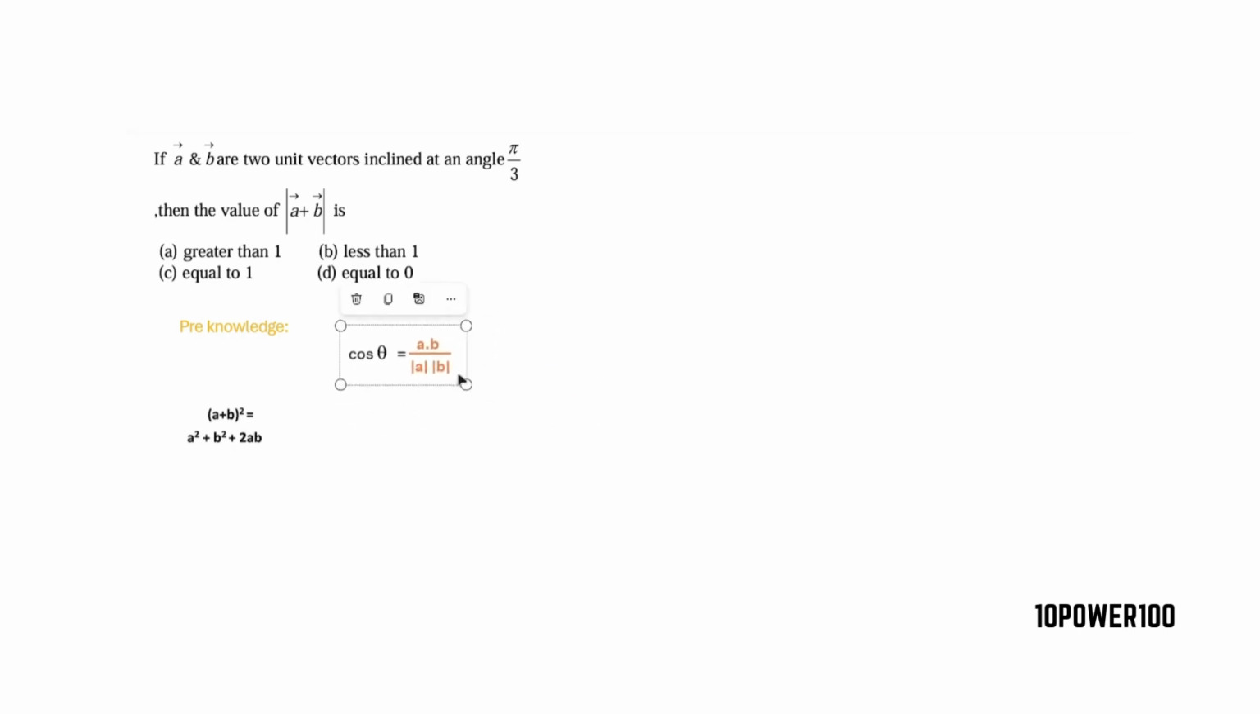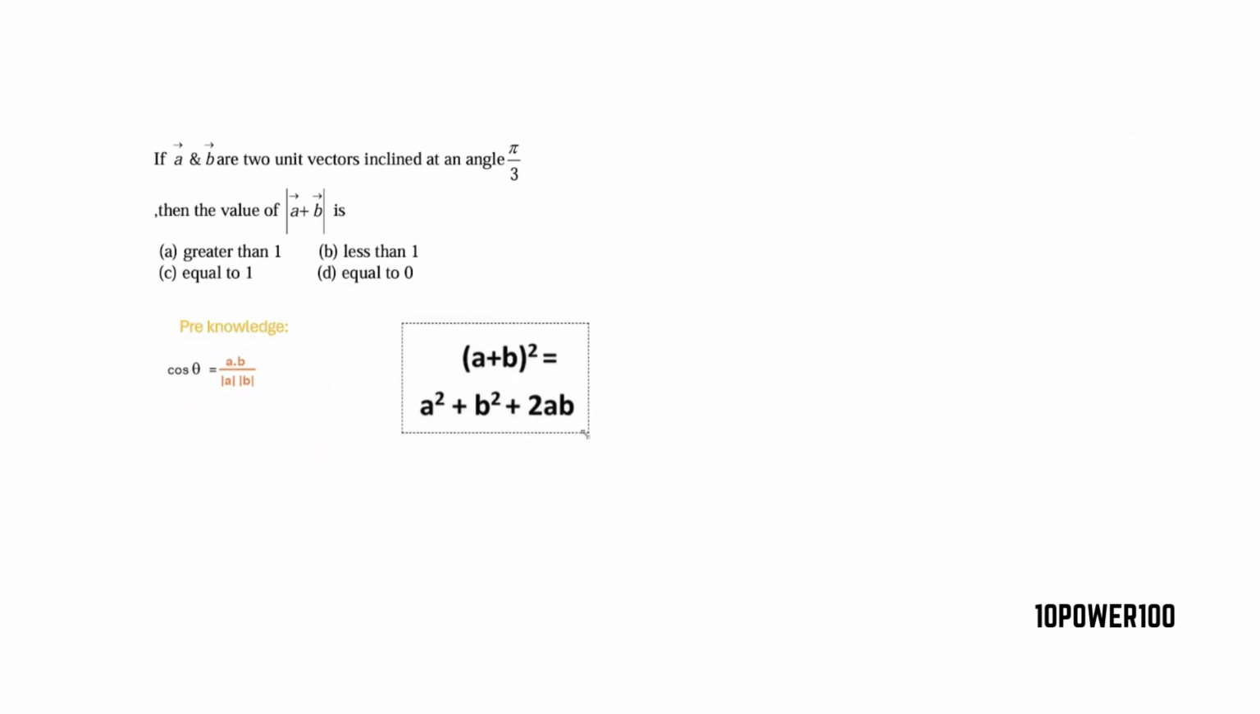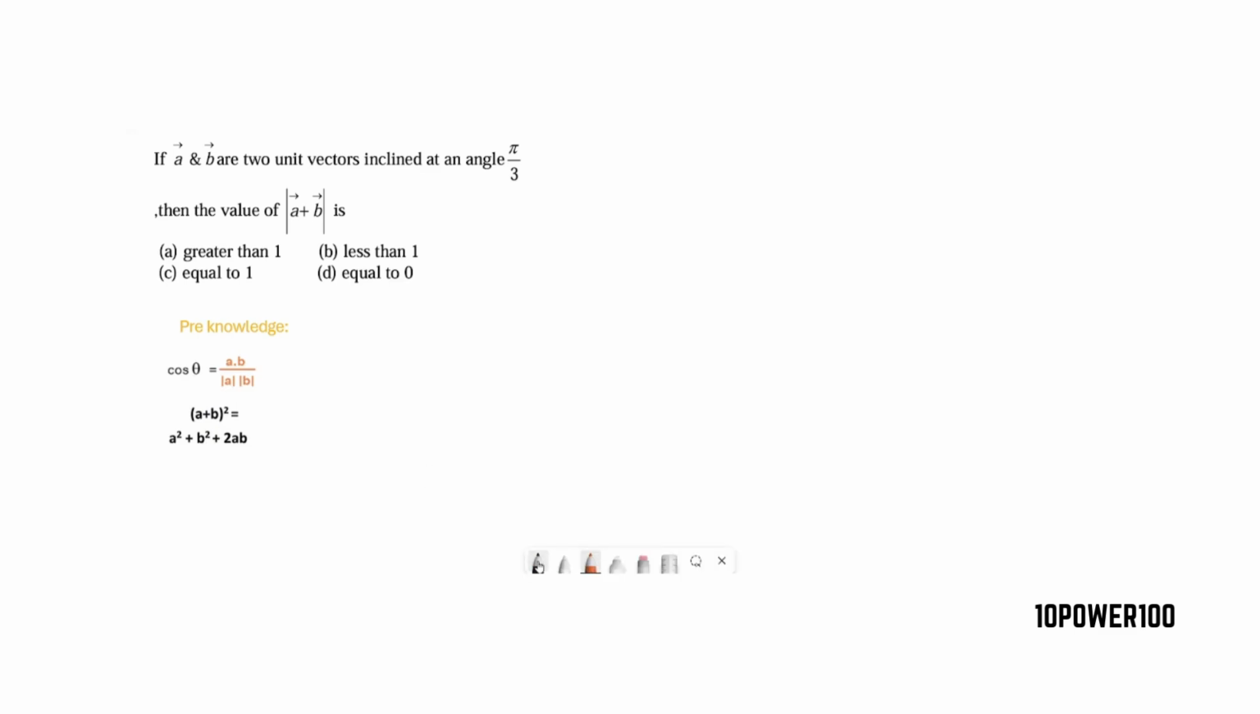So this is the first formula that is required for this. Next one is the formula for A plus B the whole square. So A plus B the whole square is equal to A square plus B square plus 2AB. So these two formulas are very important to solve this problem. Now let us analyze the question that they have given.